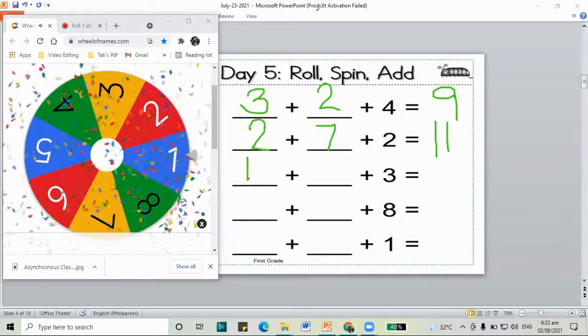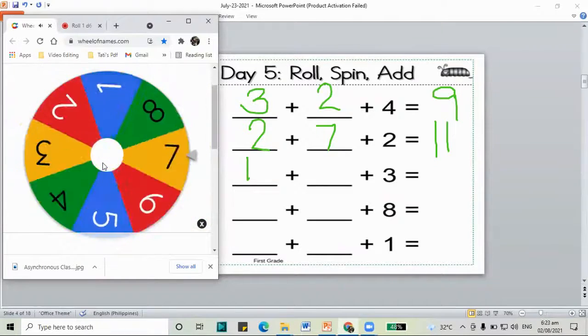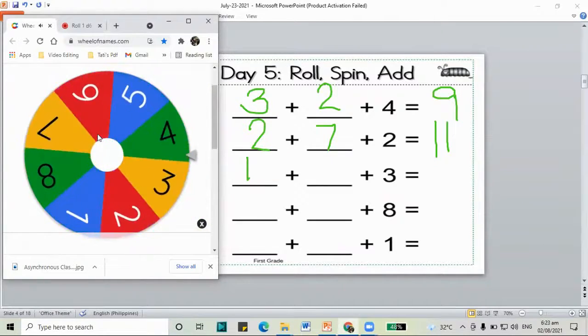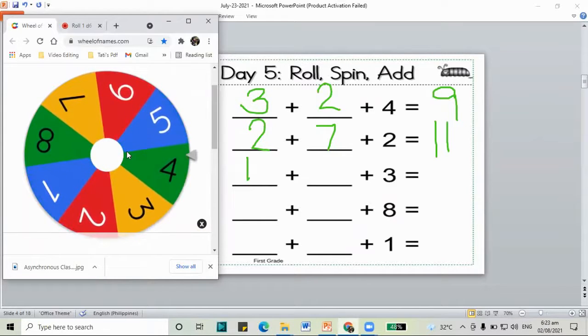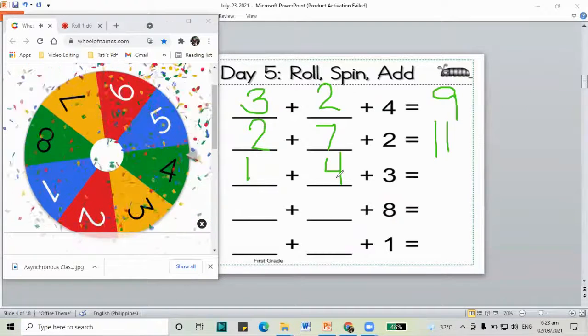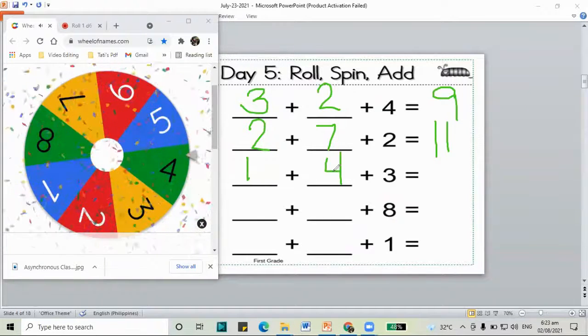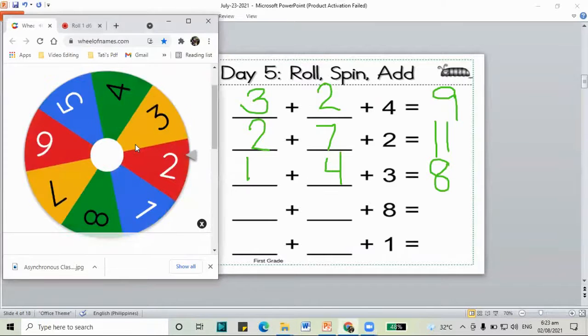We have 1 plus another 1. Plus 4. So 1 plus 4, that is 5. Plus 3 more. 5 in your head plus 3, that is 8. That will make 8. Let's spin again.